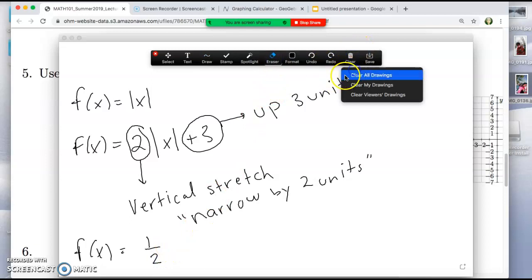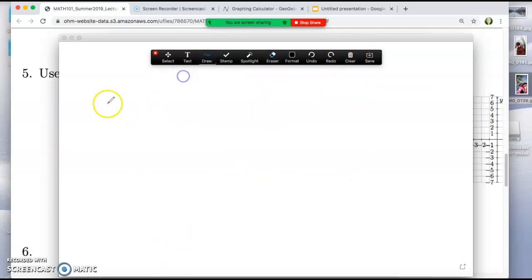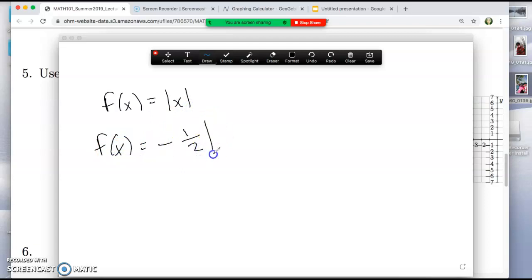I'm going to clear the whole thing. So let's do one more. Let's say our original graph is f of x equals absolute value of x. Then we had f of x equals negative 1/2 times absolute value of x. Let's do something inside too, plus 3, and a minus 3 on the outside. Here we have 4 different transformations. We have the minus 3 on the outside, the plus 3 on the inside, the 1/2 being multiplied, and the negative, okay?